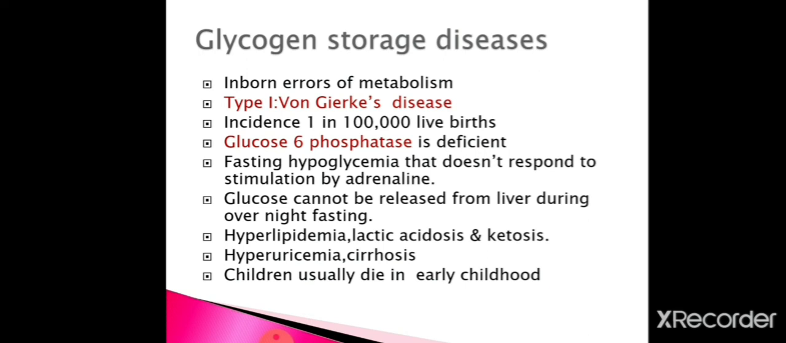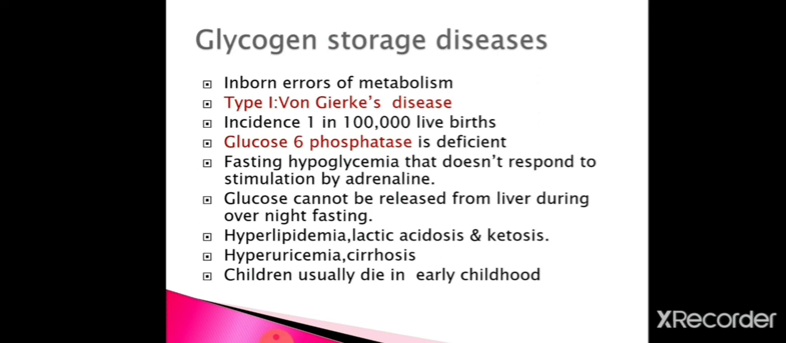The first one is von Gierke's disease. It is an inborn error of metabolism. The incidence is 1 in 100,000 live births. Here the enzyme deficient is glucose 6-phosphatase. So glycogen storage disorder type 1 is von Gierke's disease. The deficiency is of the glucose 6-phosphatase enzyme.